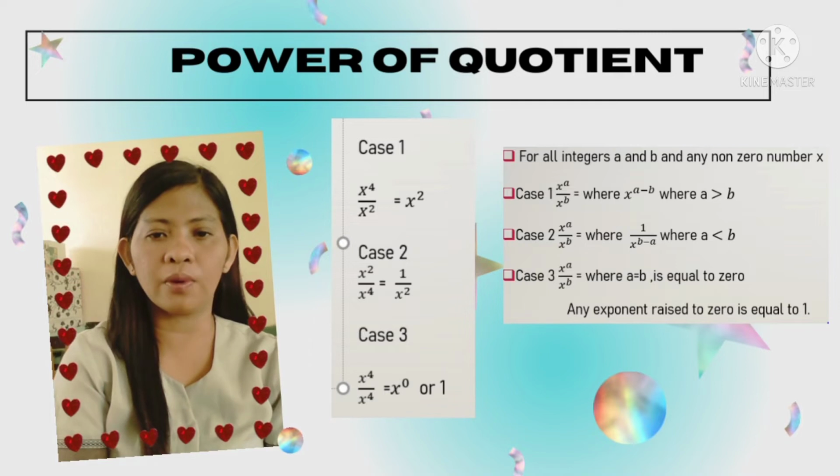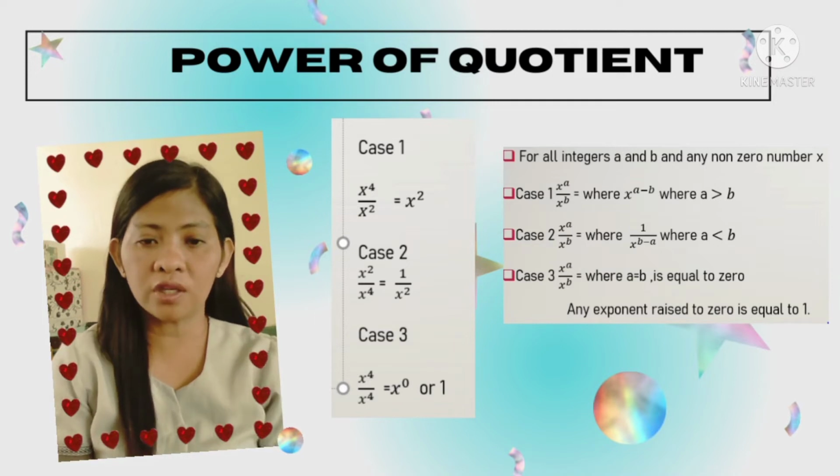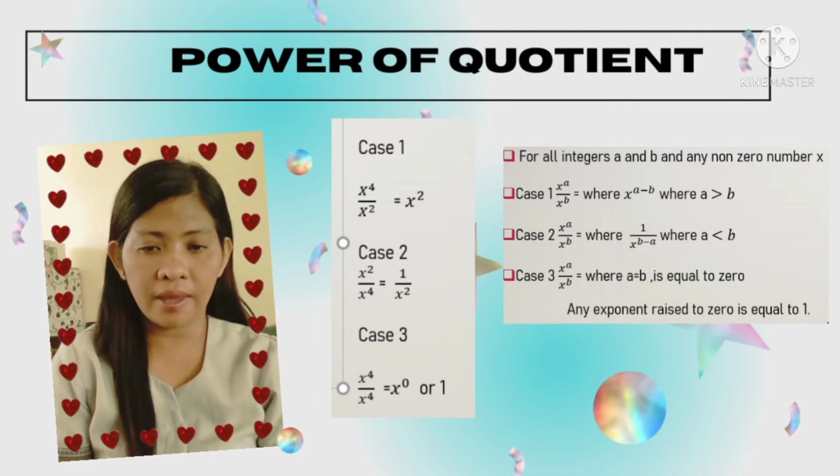For example, case number 1, x raised to the 4th power over x raised to the 2nd power is equal to x raised to the 2nd power. So as you can observe, the exponent of the numerator is greater than the exponent of the denominator. So your answer will be x raised to the 2nd power because you will just copy the base, then subtract the exponent of the numerator to the exponent of the denominator.